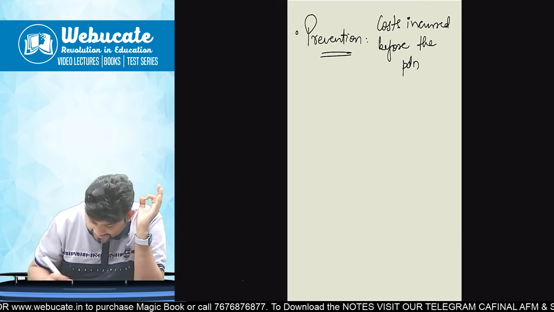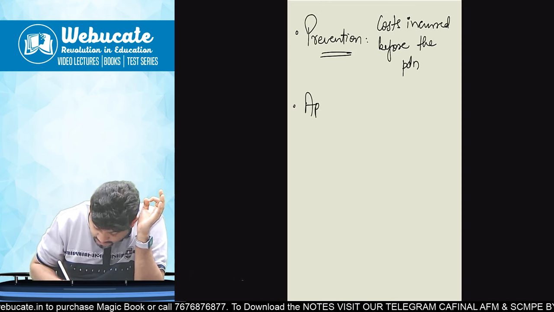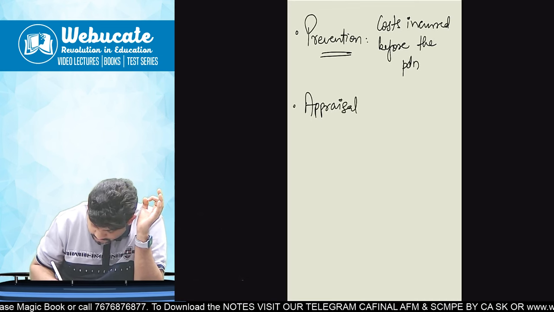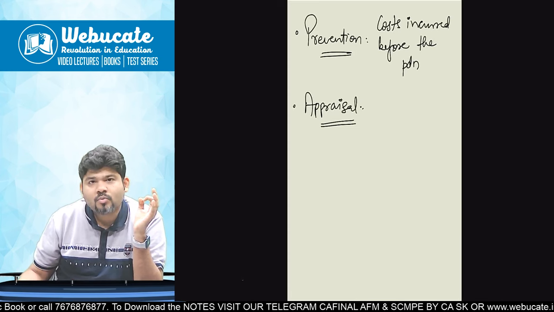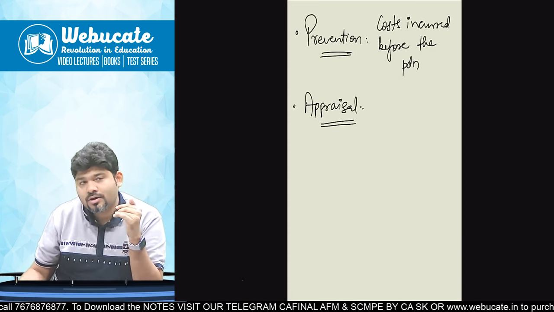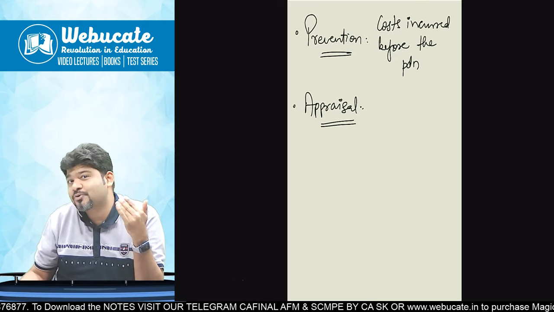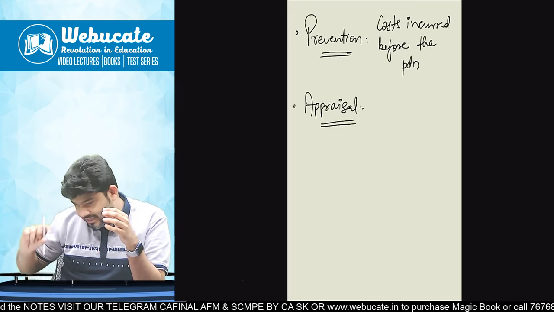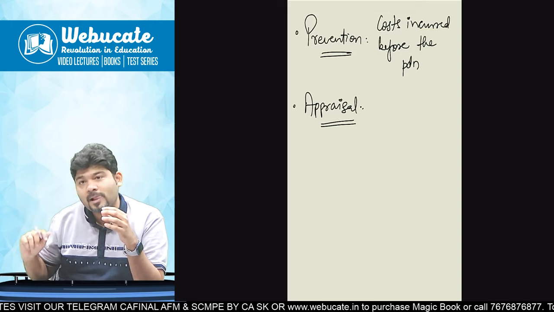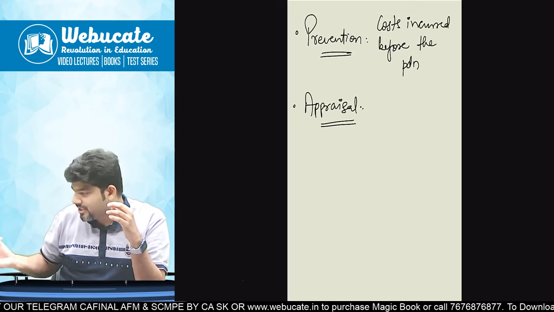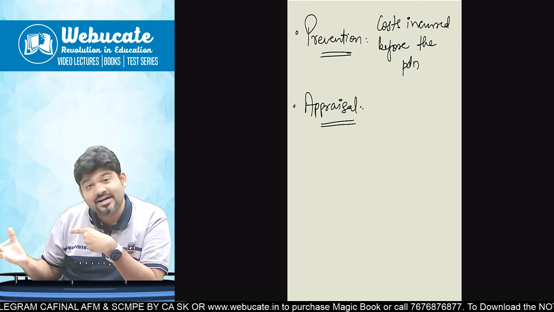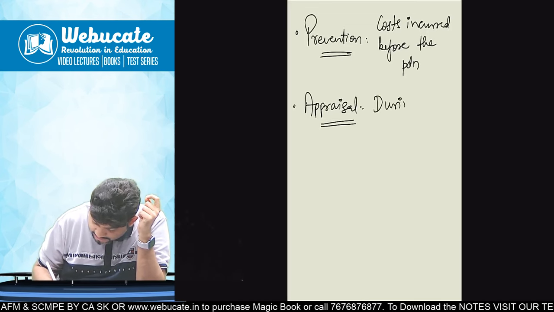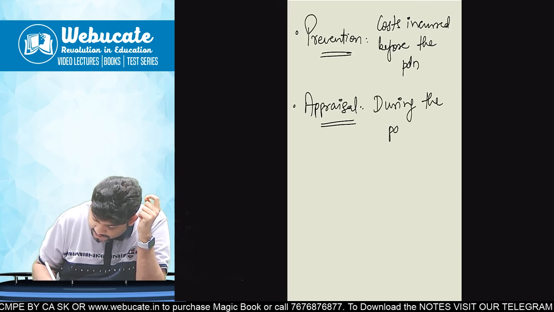Simple. Second, what are appraisal costs? So, during the production, the costs that you have to incur, whether the machine is of proper quality, whether the raw material is being processed properly, get few samples of the production, whether the samples are of desired quality, is appraisal cost. So, cost incurred during the production.